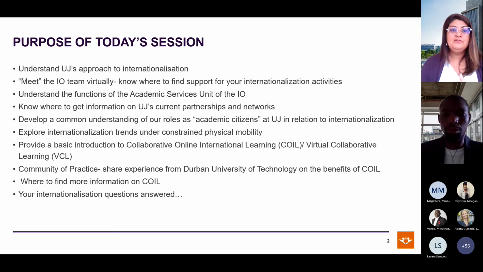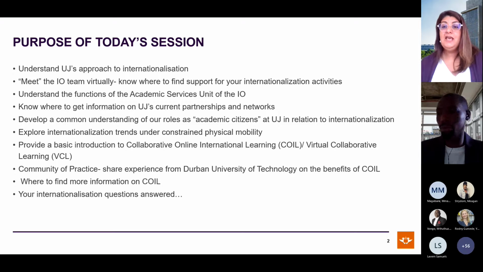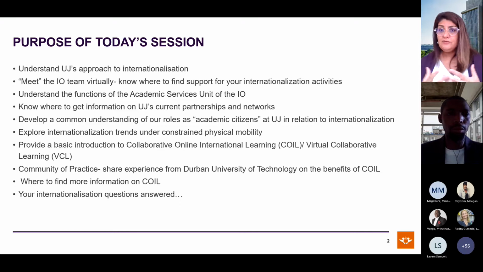I also hope that you'll be able to understand the functions of my unit, the one that I manage together with Malibongwe, in terms of what academic services offers to you as an early career researcher. Also to give you an overview of where you can get information on UJ's current partnerships and networks. Then together also to explore this idea of you as an academic citizen and what that means in relation to you as an internationalization practitioner.